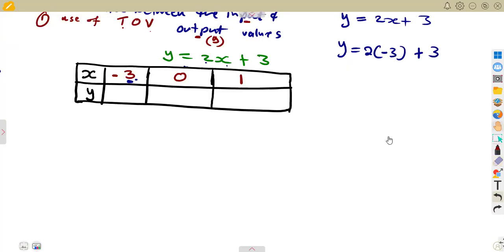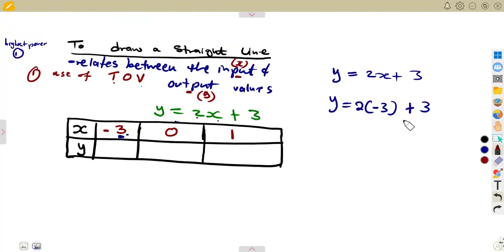If y is already the subject, as you are inserting the x values, you're automatically determining the y value. So that's 2 times -3, which is -6, plus 3, which is -3. So that's the output, which is the y value. When x is -3, the output is -3.